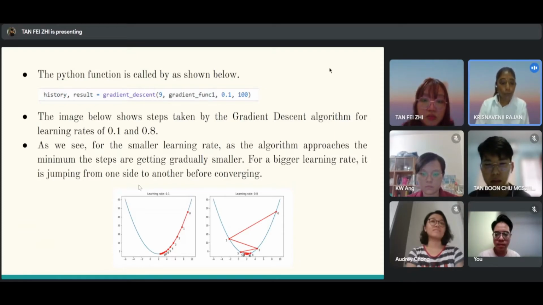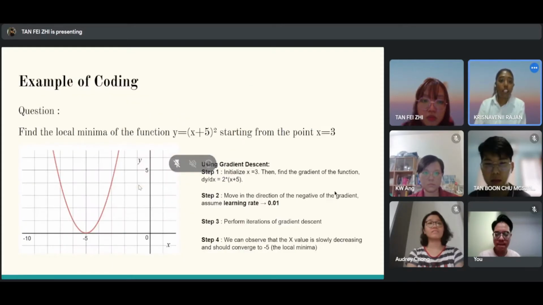The image below shows the first 10 steps taken by the gradient descent algorithm for learning rates of 0.1 and 0.8. From this image, we can see that for the smaller learning rate, as the algorithm approaches the minimum, the steps are getting gradually smaller. For a bigger learning rate, it is jumping from one side to another before converging. The left side of the graph shows the learning rate of 0.1 and the right side shows the learning rate of 0.8. Next I pass to the next team member.